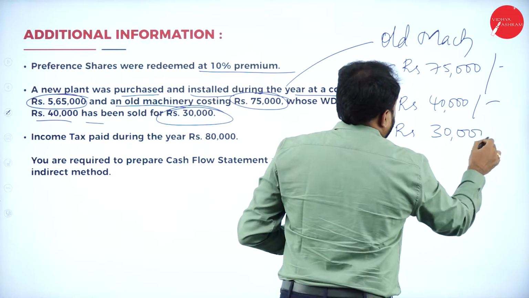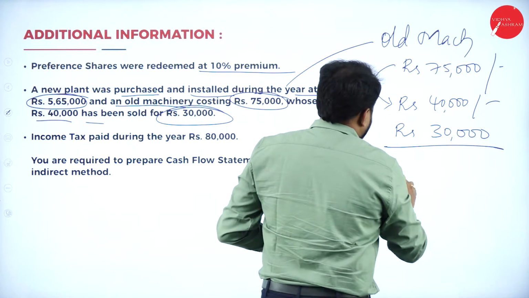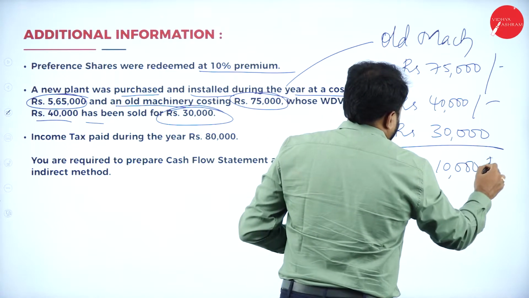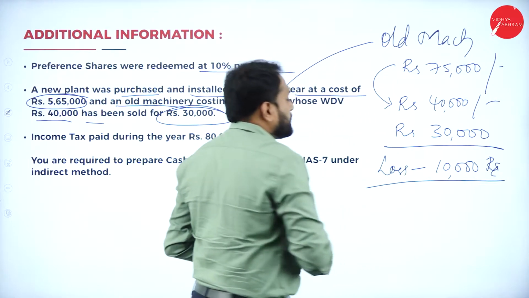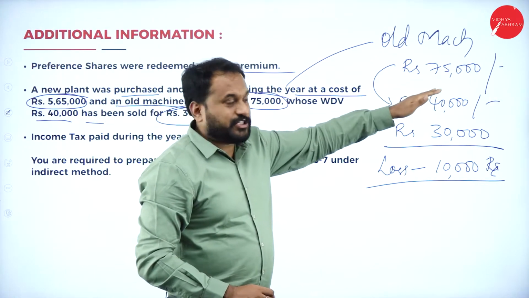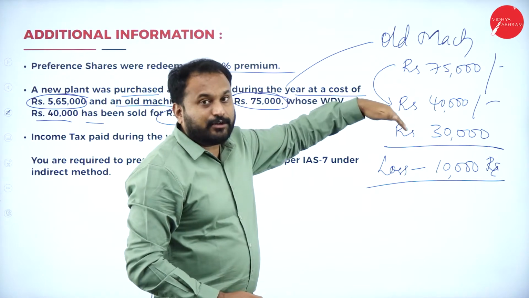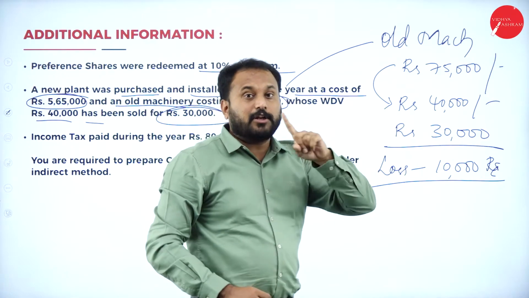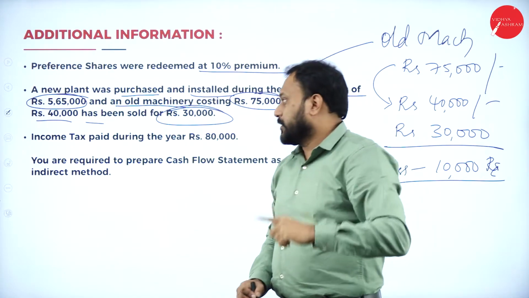30,000. So the first working note itself is that you have a loss of 10,000 rupees. See, a 75,000 old machine whose written down value is 40,000, but you have sold it for 30,000. That means 10,000 is a loss for you. So that is the first working note.